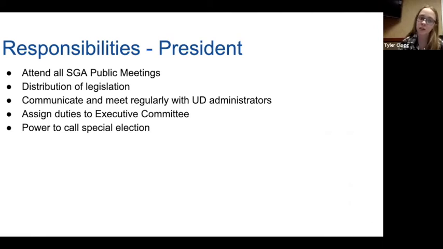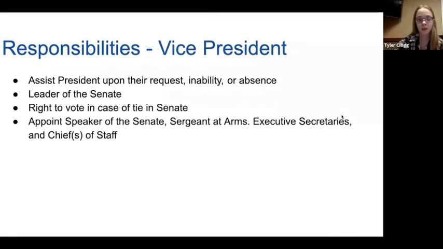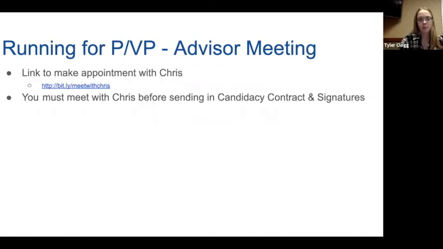So for president, it's to attend all SGA meetings, distribution of legislation, communication, and meet regularly with UD administrators, assign duties to executive committees, and power to call special elections. For vice president, it's your job to assist the president upon request, inability, or absence. You're the leader of the Senate, and you have the right to vote in case of a tie in the Senate. And you're responsible for appointing Speaker of the Senate, Sergeant at Arms, executive secretaries, and chiefs of staff.